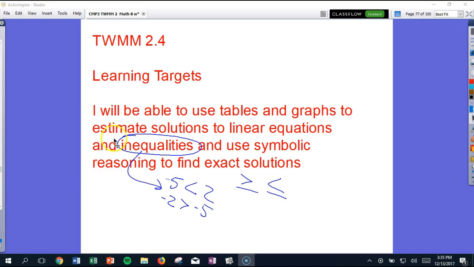Learning target today is I'll be able to use tables and graphs to estimate solutions to linear equations and inequalities. Remember, inequalities are things like -5 is less than 2 or -2 is greater than -5. This is a greater than or equal to. This is a less than or equal to. Those are inequalities. Okay, so we want to be able to use tables and graphs to estimate solutions to linear equations and inequalities and use symbolic reasoning to find exact solutions.